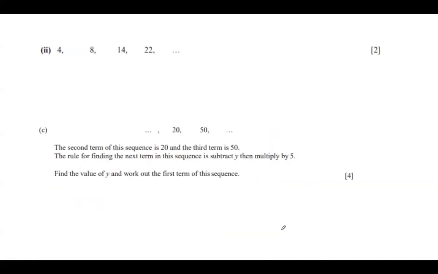Moving swiftly on. Let's take a look at this one. 4, 8, 14, 22, and so on. So over here, we see that the first two terms have a difference of 4. The 8 and 14 has a difference of 6. 14 and 22 has a difference of 8. So we see that the difference is increasing. And what do we do in this case? We look at the difference in the differences that we got right now. So the difference between 4 and 6 is 2. 6 and 8 is 2.